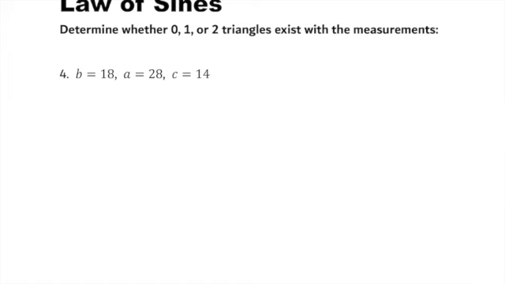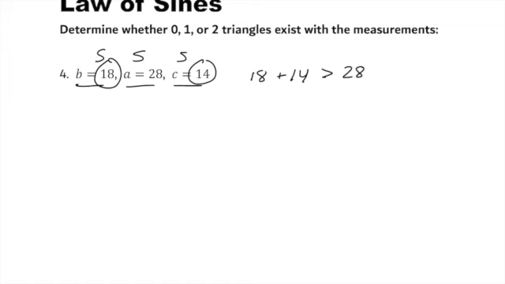So you see where we're going here. We're given 3 sides. Side, side, side: does it satisfy the triangle inequality? Take the 2 shortest sides, 18 and 14. Is that greater than the 3rd side, the biggest side? That is 32, and that is, of course, greater than 28. So that is a yes, and that means our side-side-side postulate could be applied.